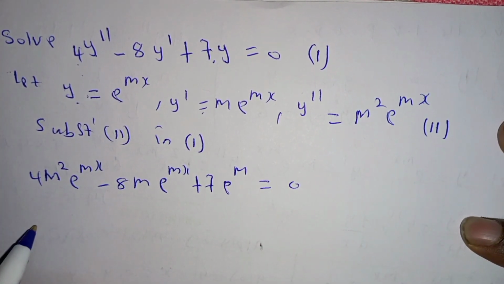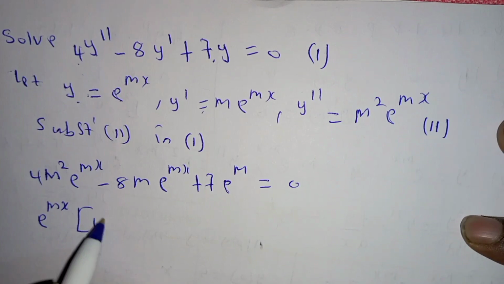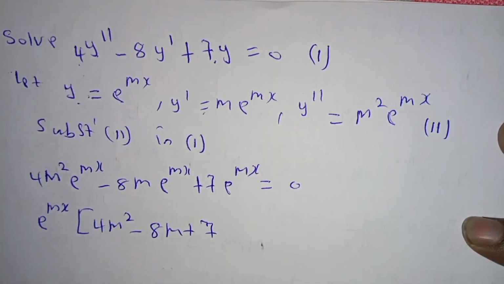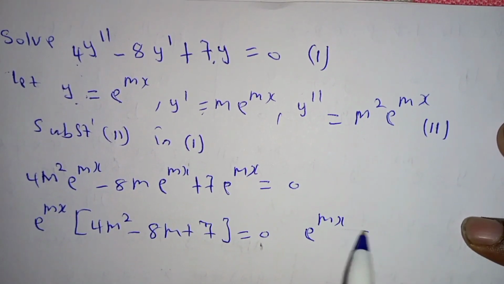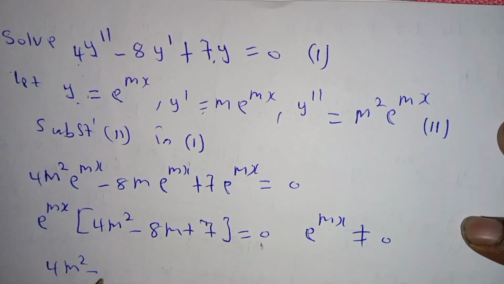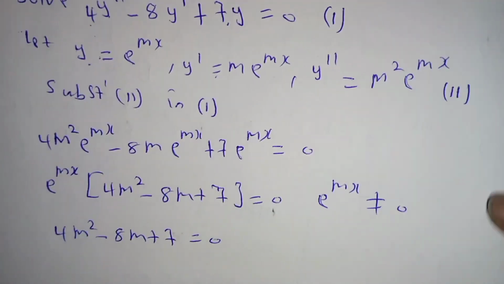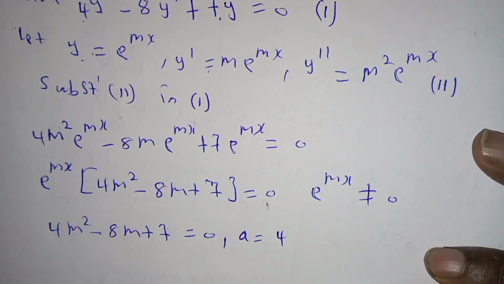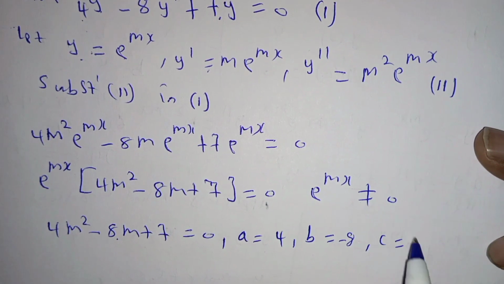From there, you can factor e^(mx) outside to be left with (4m squared minus 8m plus 7) e^(mx), which is equal to 0. Note that e^(mx) cannot be equal to 0, meaning that 4m squared minus 8m plus 7 is equal to 0. So this is a quadratic equation whereby a is equal to 4, b is equal to -8 and c is equal to 7.